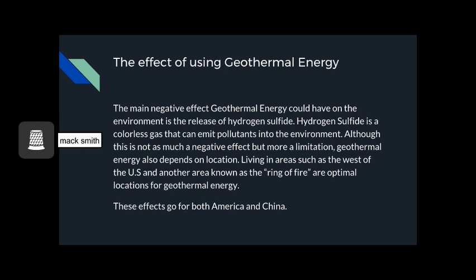The main negative effect geothermal energy could have on the environment is the release of hydrogen sulfide. Hydrogen sulfide is a colorless gas that can emit pollutants into the environment. Although this is not as much a negative effect but more a limitation, geothermal energy also depends on location. Living areas such as the west of the USA and another area known as the Ring of Fire are optimal locations for geothermal energy use. These effects could go for America and China.